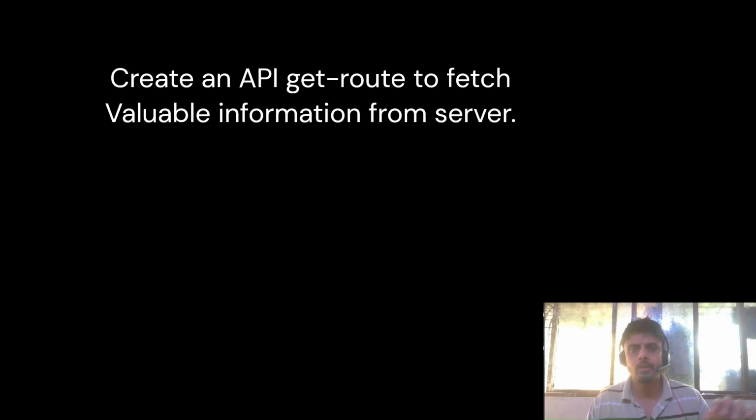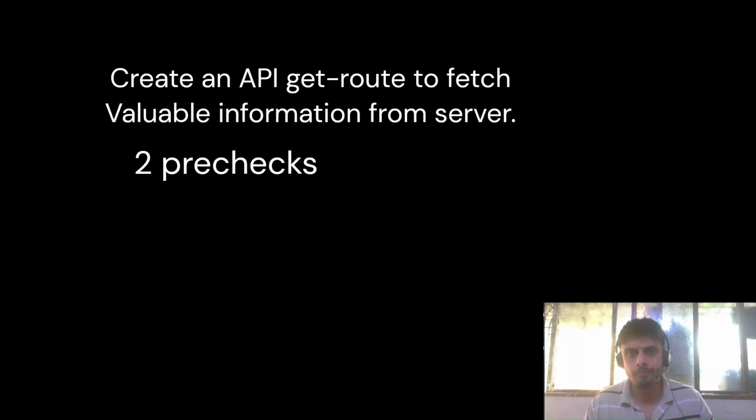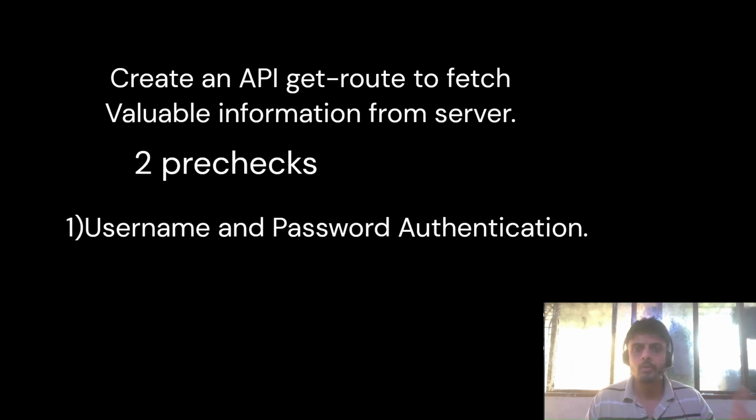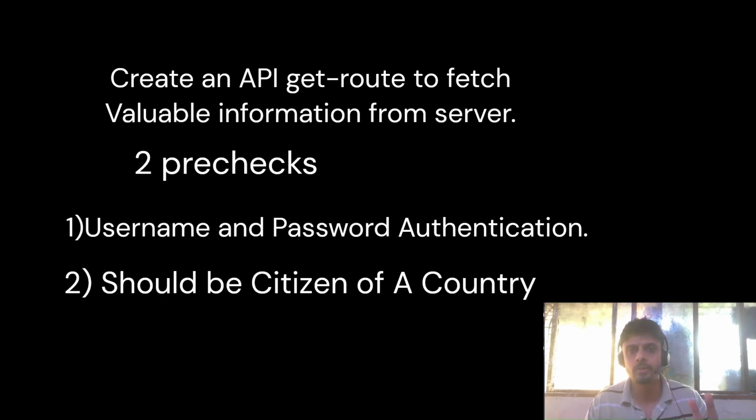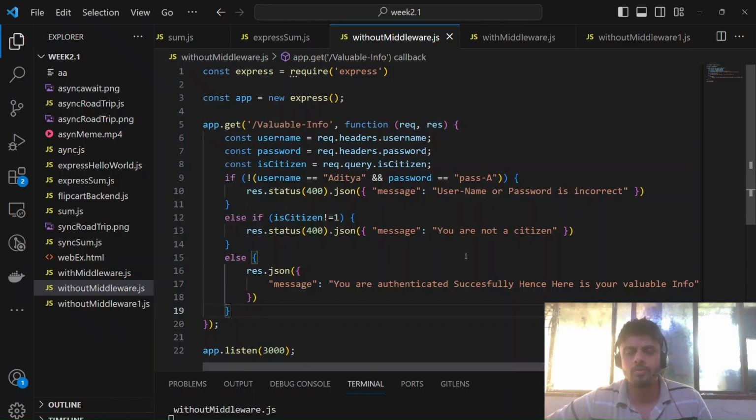Now let us try to code a GET API to fetch our valuable information which is present on the server. Before we are able to fetch the information from the server, there are two checks that we need to fulfill. The first check is that the user trying to access the valuable information should be authenticated with the help of username and password. The second check is that the user should also be a citizen of the country. Once both checks are completed, only then would the user be able to access all the information present on the server. Firstly, we will try to achieve this requirement without using any middlewares. Over here you can see I have created a get route.